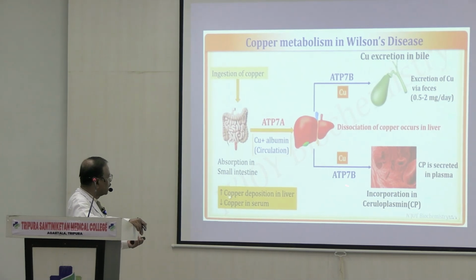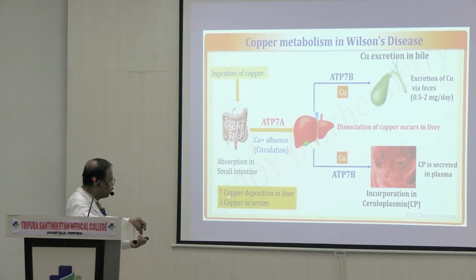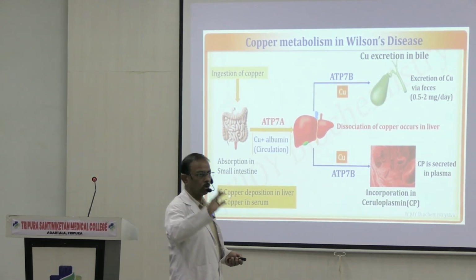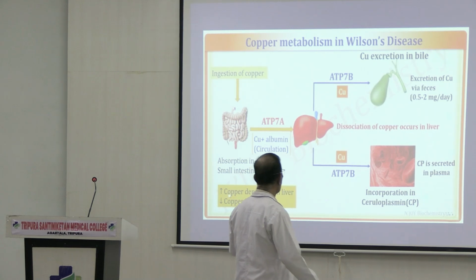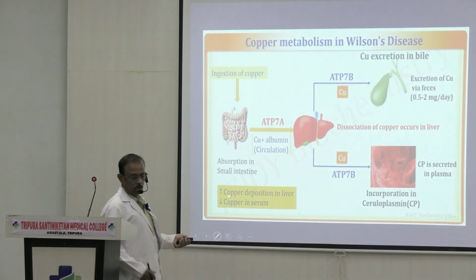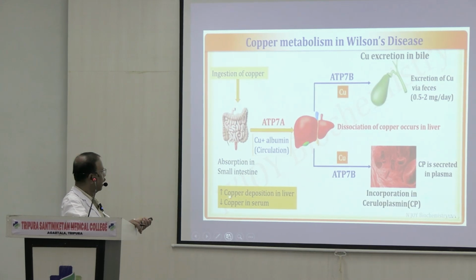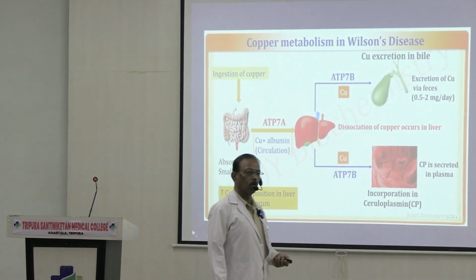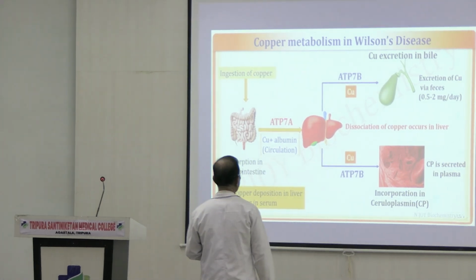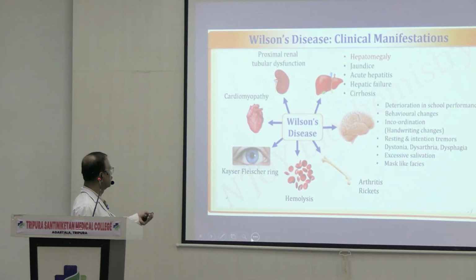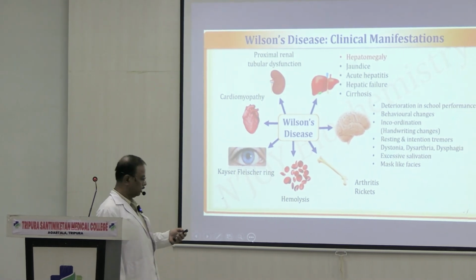So the incorporation into ceruloplasmin and excretion through bile do not occur, and there will be abnormally stored copper in the hepatocytes, brain tissues, and also in the hematopoietic system. Now, these are the things it involves.